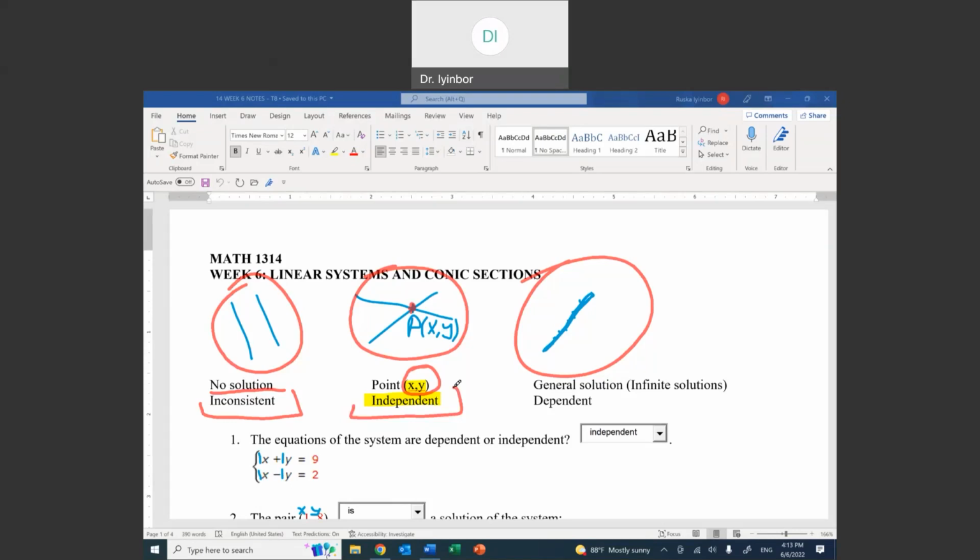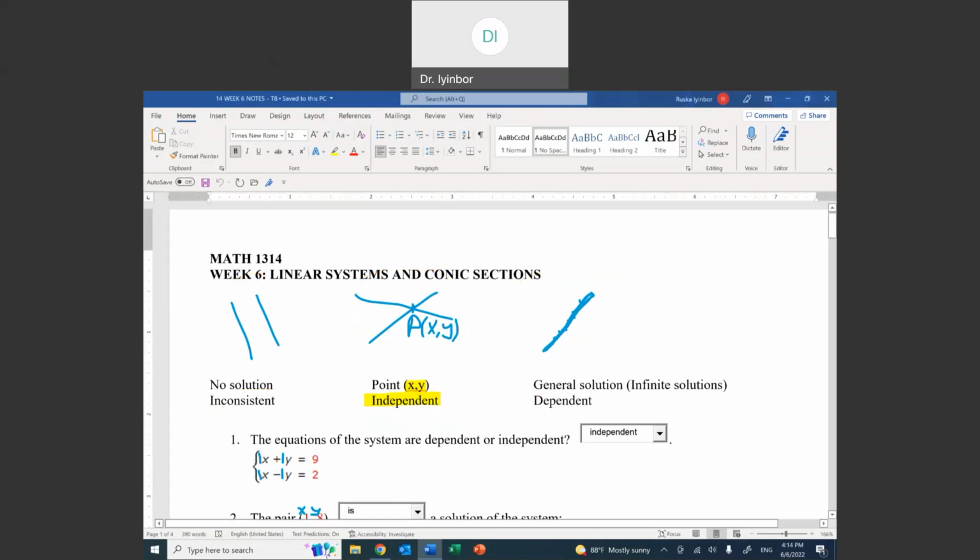And then the third case is when you have two identical lines. The solution is called the general solution, or technically when you plug it into the calculator it is going to say infinite solutions. That means any point on the line is a solution. So technically you have infinitely many solutions, infinite points, which means all the points on that straight line are solutions. And the system is called dependent.